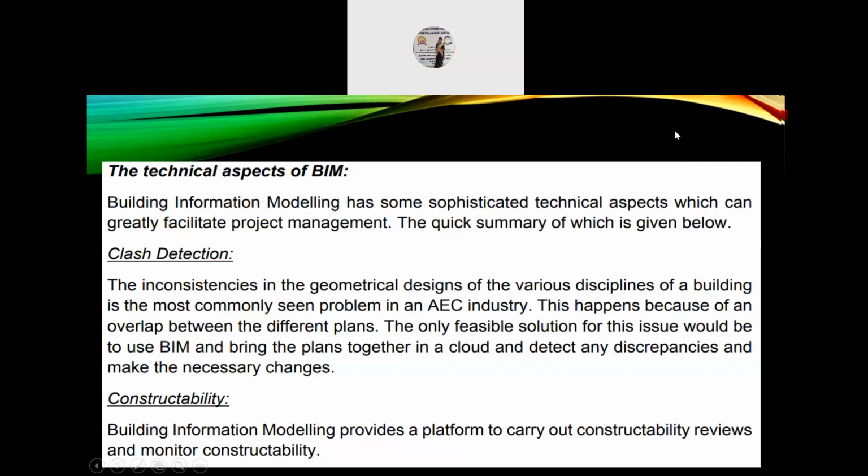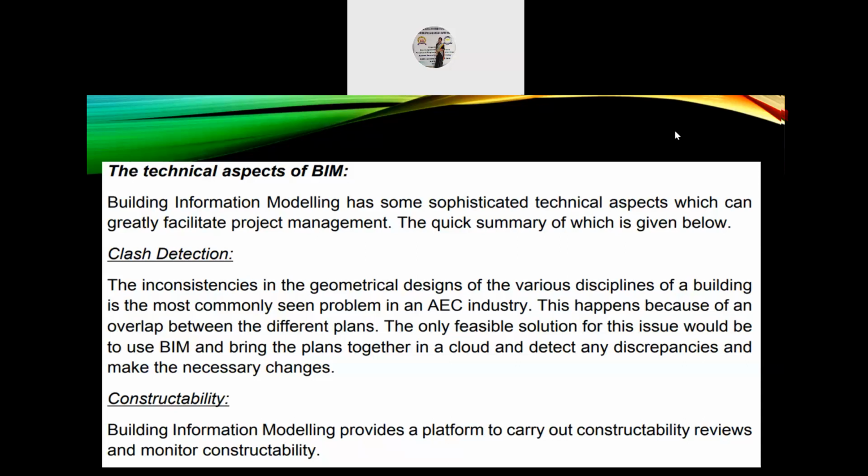The inconsistencies in the geometrical designs of the various disciplines of a building are the most commonly seen problem in the AEC industry. This happens because of an overlap between the different plans. The only feasible solution for this issue would be to use BIM and bring the plans together in a cloud, detect any discrepancies, and make the necessary changes.